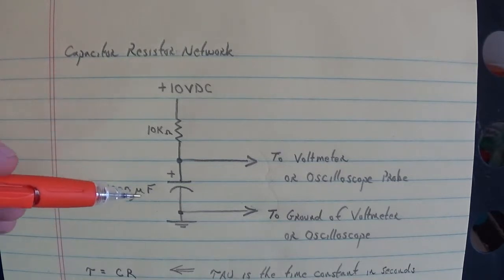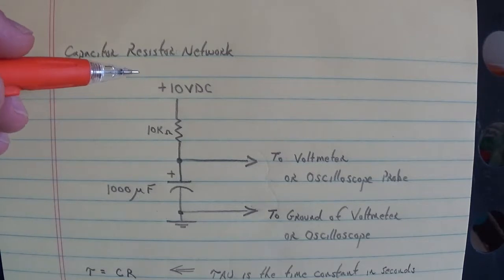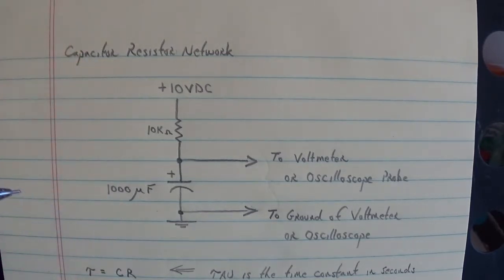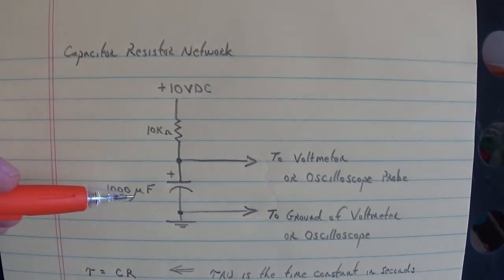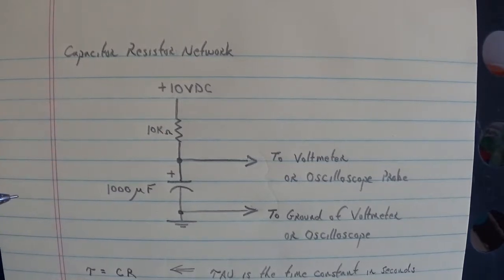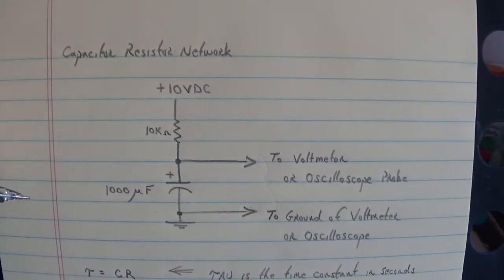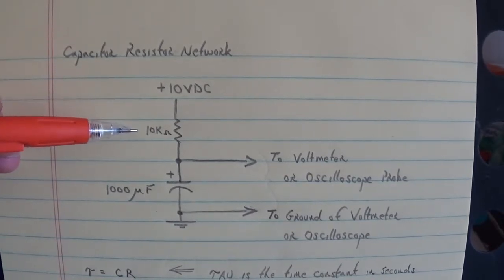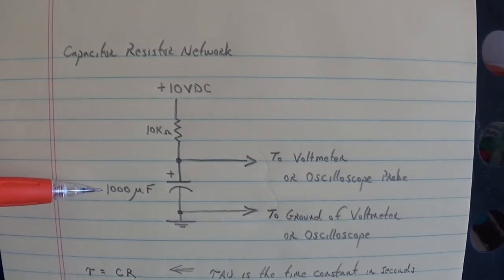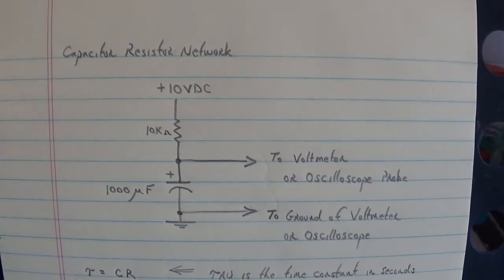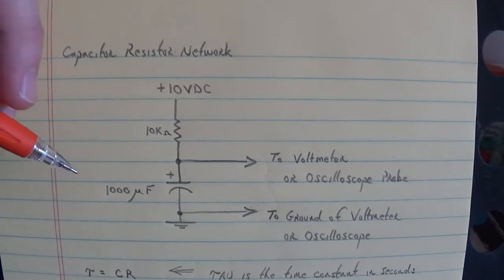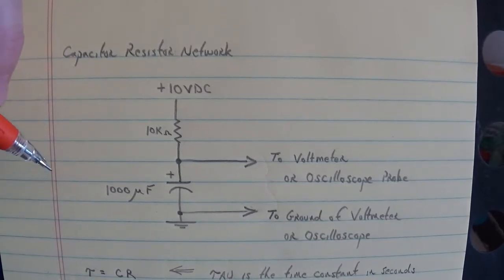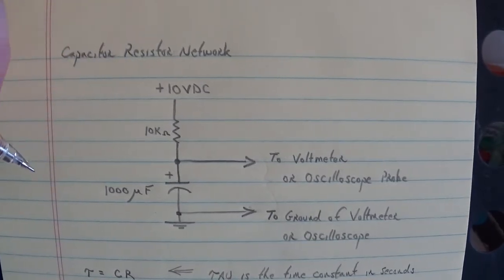When you have a capacitor and a resistor connected to a power supply, that capacitor will charge up in an exponential fashion based on this value here and this value here. Now it's not a linear charge. It doesn't charge from 0 to 10 volts in a straight line. It charges up something like this.